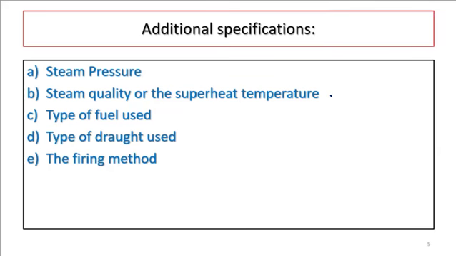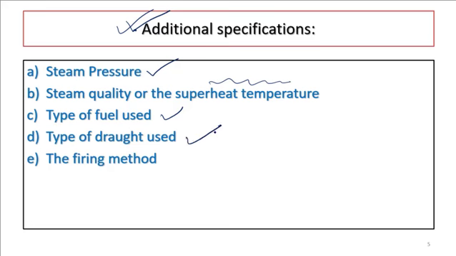So additional specifications are required to specify the performance of the boiler. For example, what is the pressure of the steam produced by the boiler? And what is the quality of steam? Is it wet, dry, or superheated? And if superheated, the degree of superheat has to be mentioned. The type of fuel used, whether it is solid fuel, liquid fuel, or gaseous fuel, has to be mentioned. And the type of draught used.